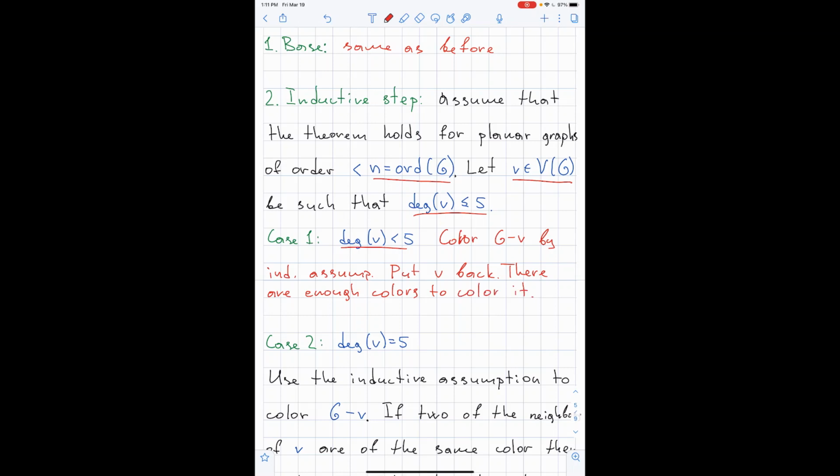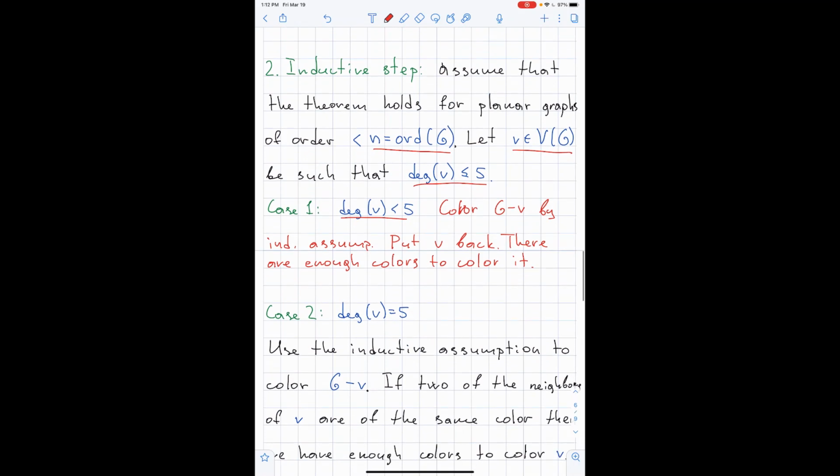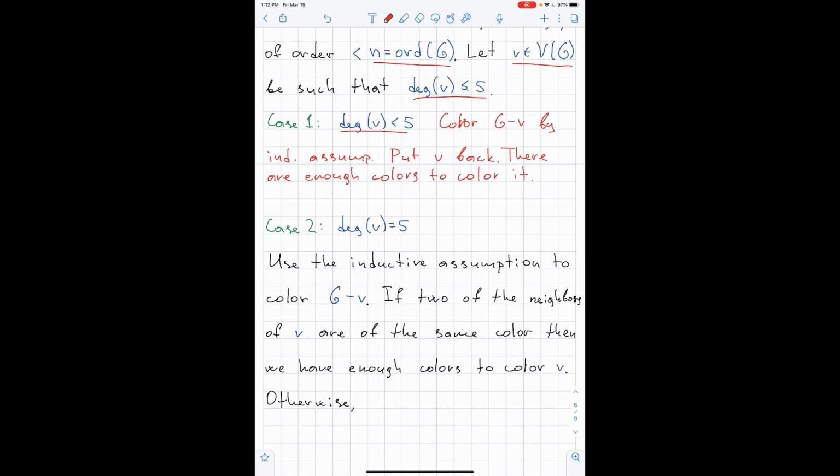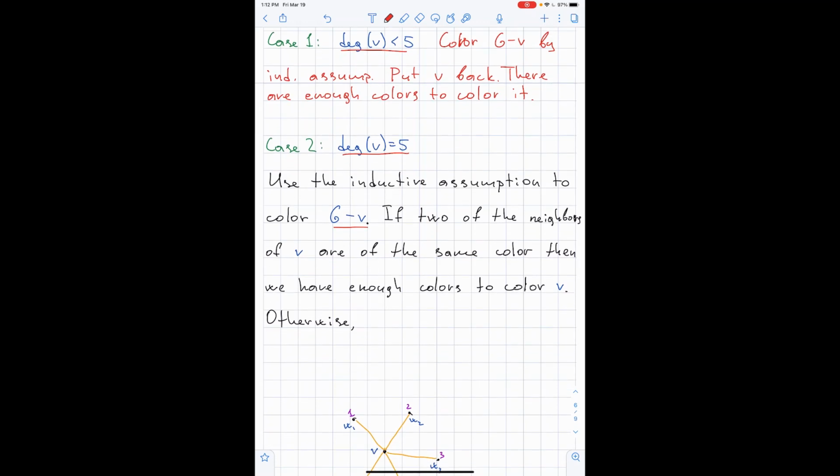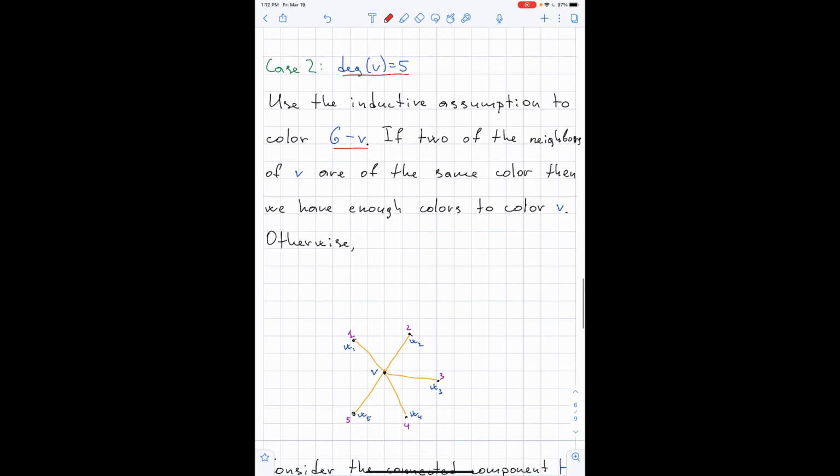So in this first case, we proceed the same way as before. The interesting case is when the degree is equal to 5. Now we do the same thing. We use the inductive assumption for G minus V. We color. If 2 of the neighbors of V are colored in the same color, then we still have enough colors to color V, because in total we have less than 5 colors used for the neighbors, so we can color V.